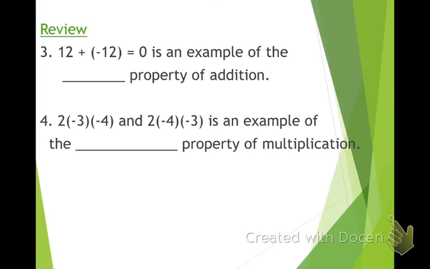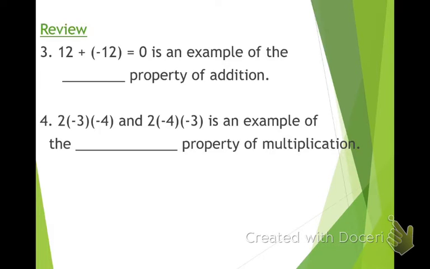All right, let's do a little bit of a review here. 12 plus negative 12 equals 0. We talked about this probably maybe last week or even 2 weeks ago. It is an opposite, okay? 50 plus negative 50 equals what? 0. 10 plus negative 10 equals 0. 3 plus negative 3 equals 0, okay? A number and its opposite always equals 0.